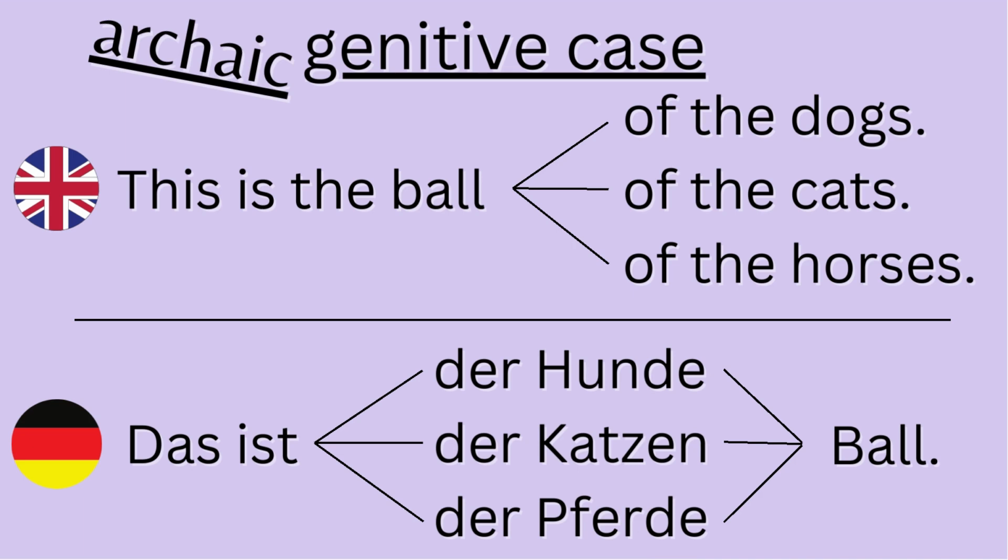Now, there's also an archaic form of that you will find in some older texts, or maybe in some lyrical texts like poems and song lyrics. And that would be then, das ist der Hundeball, das ist der Katzenball, das ist der Pferdeball. That is not commonly heard. You are not going to hear people talk like that, most likely. But it is still part of German. It's just a very old-fashioned, archaic form.